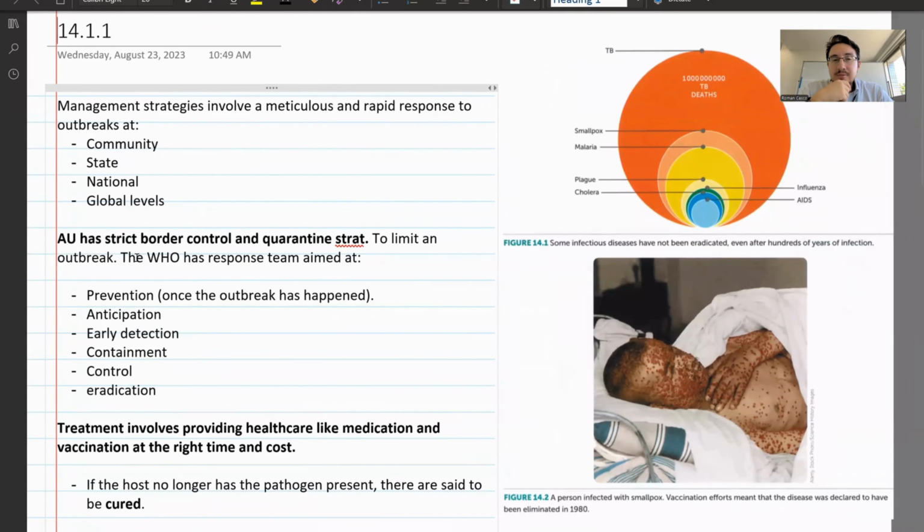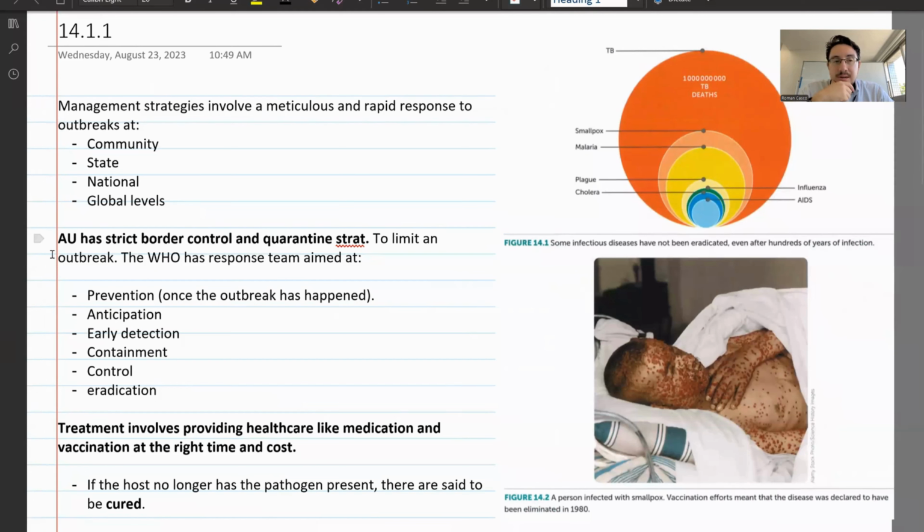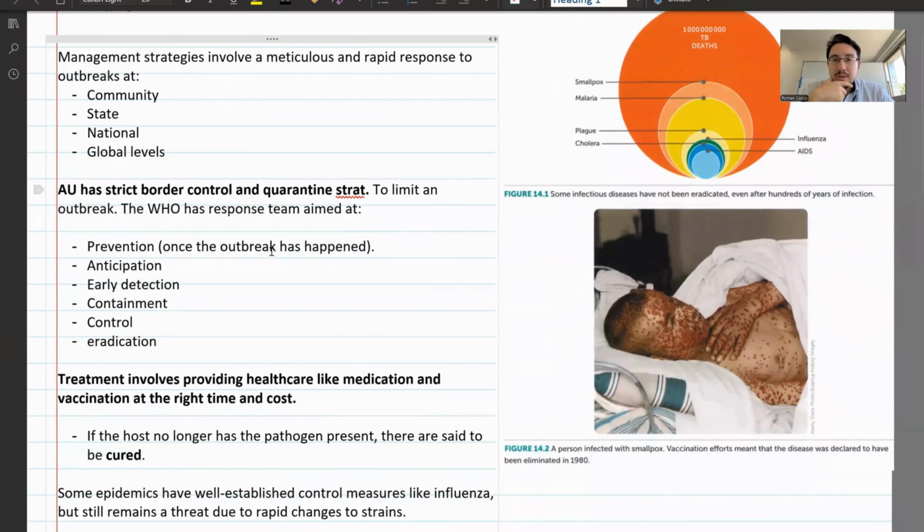We've seen this idea of border control with pesticides, right, and invasive species, but Australia, and not just Australia, but referring to AU, it does have a strict border control, and you want to implement quarantine strategies, right? Why? Ultimately, to limit an outbreak, right? You want to control and keep under extreme conditions, right? What is the source of the pathogen, right? Or keep a certain level of pathogens under control, right?